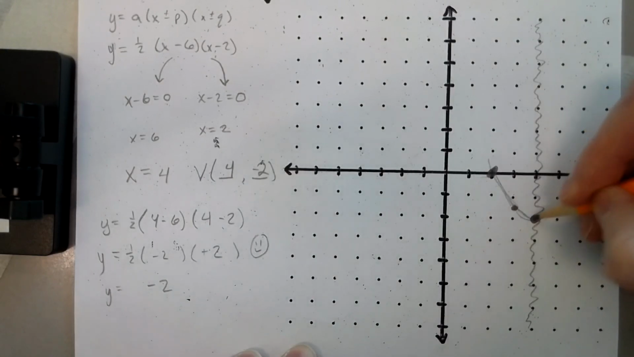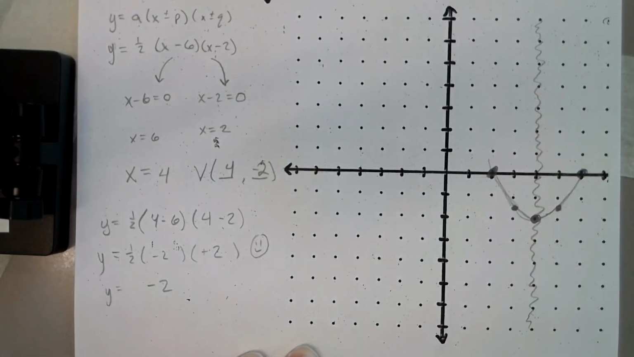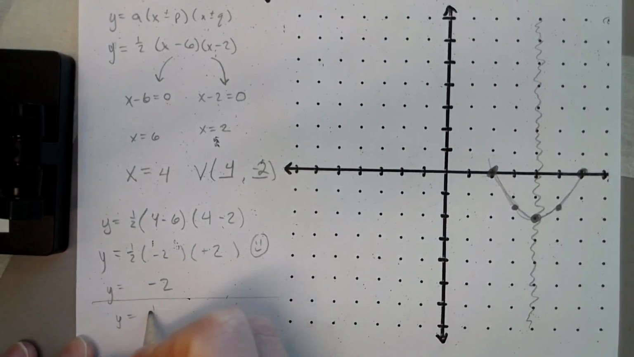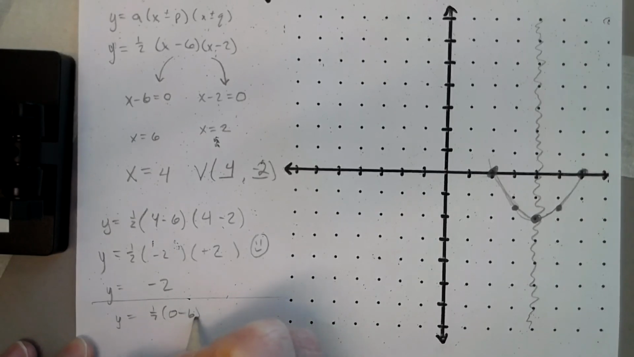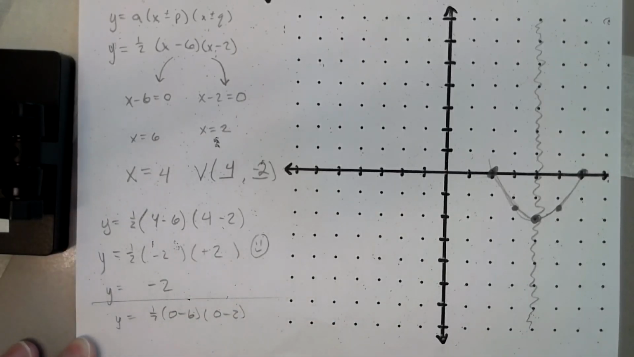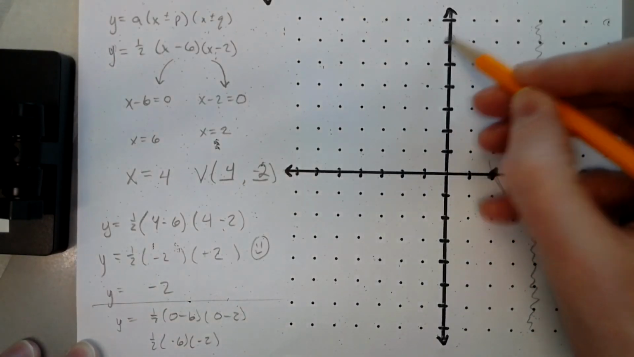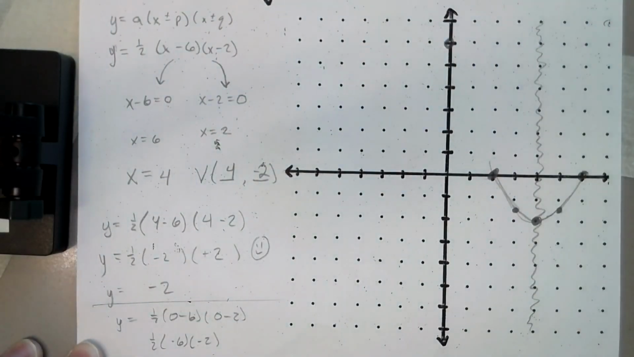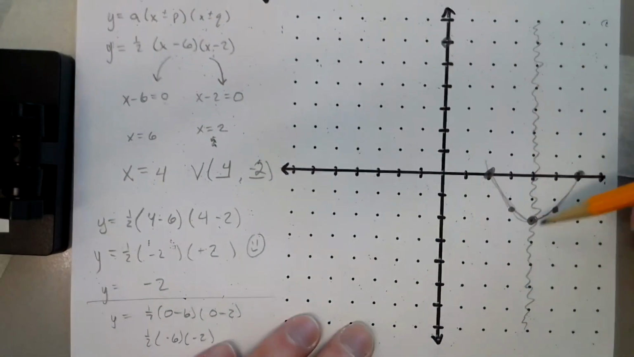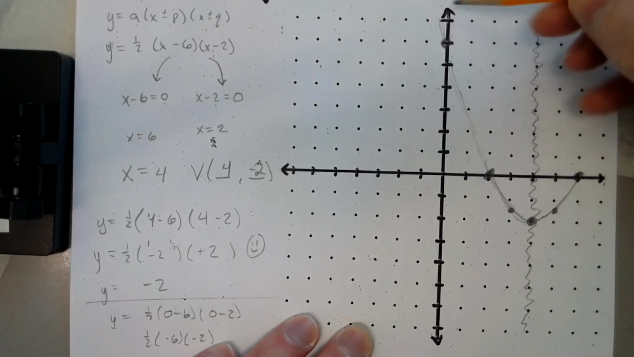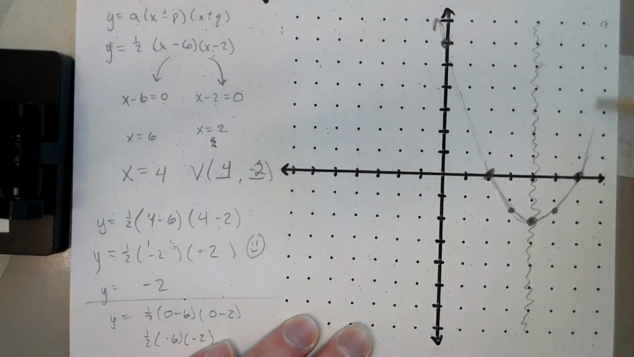And now I'm going to remind you also, it's really easy to find the y-intercept. You just plug in 0. So this is not going to be symmetric. But what if I plug in y equals 1/2, 0 minus 6, 0 minus 2. So 1/2 times -6 times -2 is +6. 1, 2, 3, 4, 5, 6. Is that a reasonable y-intercept? Do you think that if I continue on my 1A, 3A, 5A, I would eventually hit there? I think it's reasonable. Another good check.